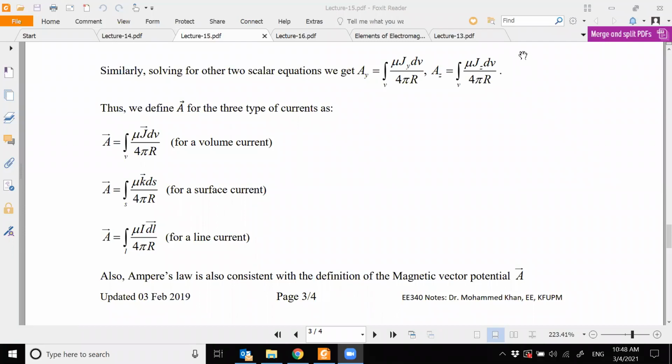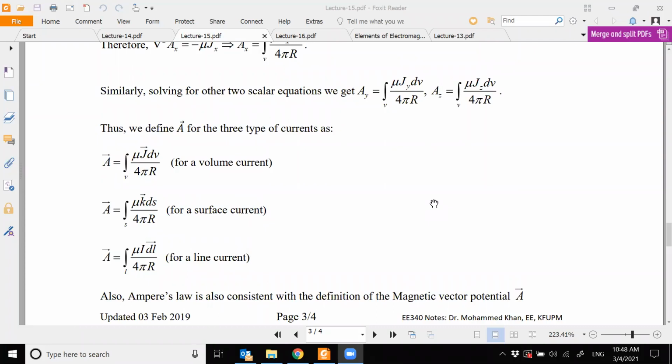Now, this question is open. Can anybody tell me, because now your magnetic vector potential is a vector quantity, so we need to think about its direction. Now looking at these, can anybody tell me what is the direction of the magnetic vector potential? In which direction will it be? The direction of the current. Exactly, very good. So if you see here, it will be the direction of the current.